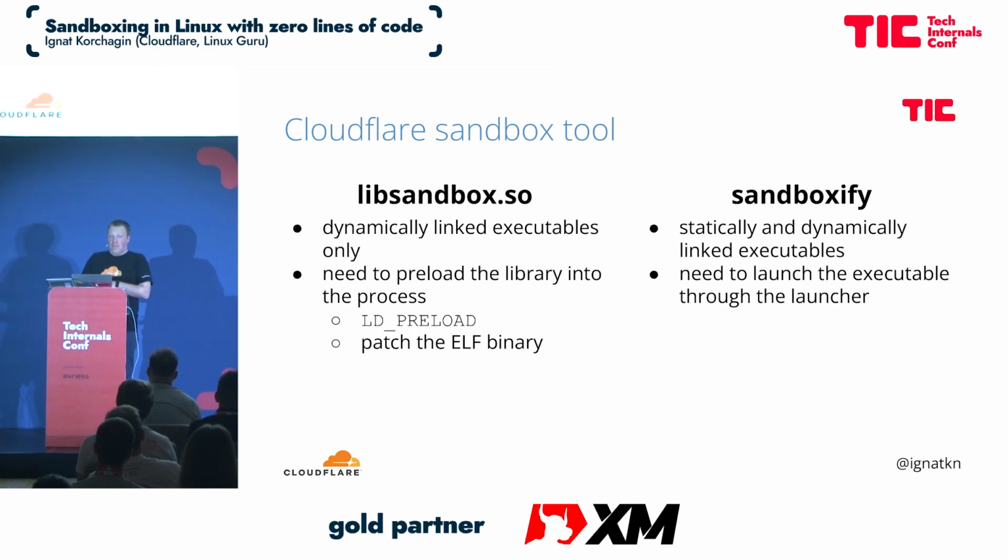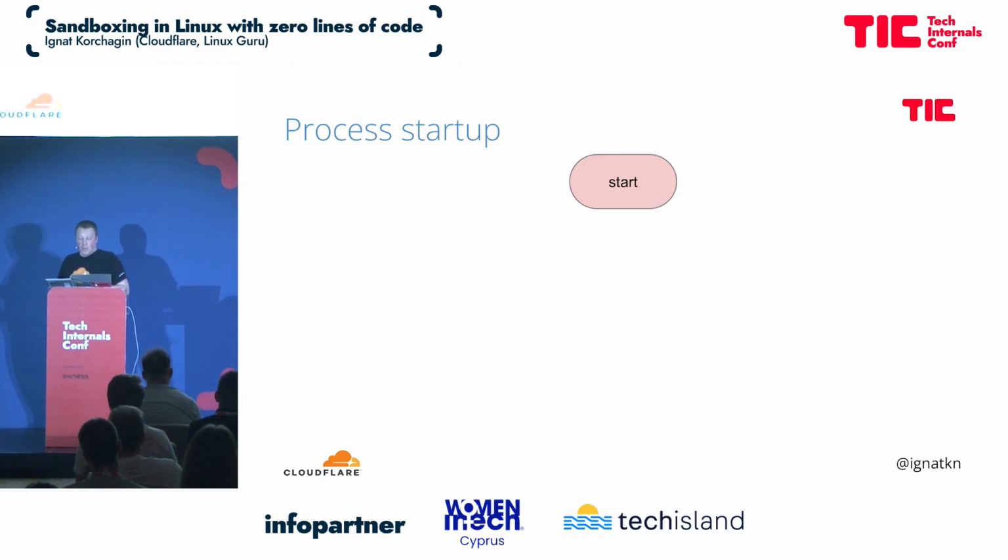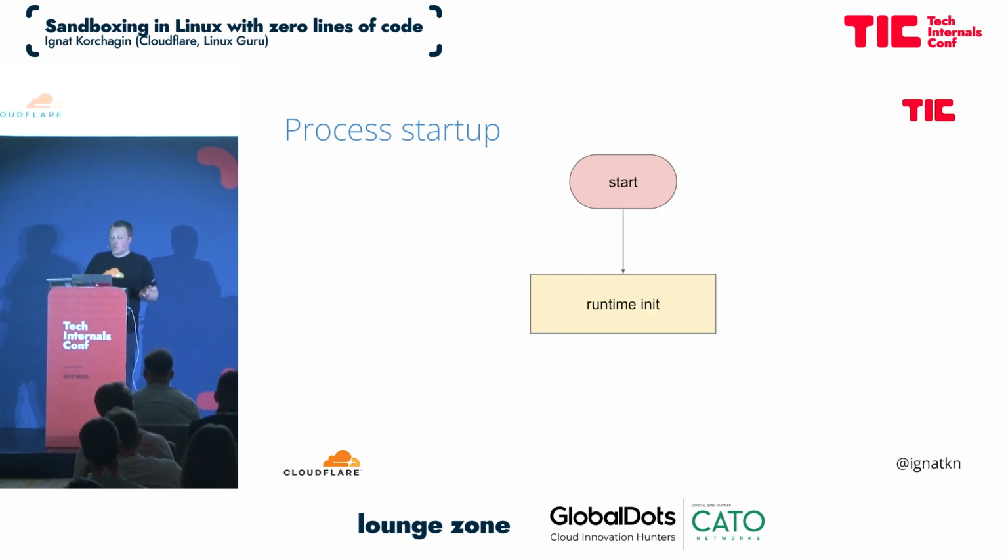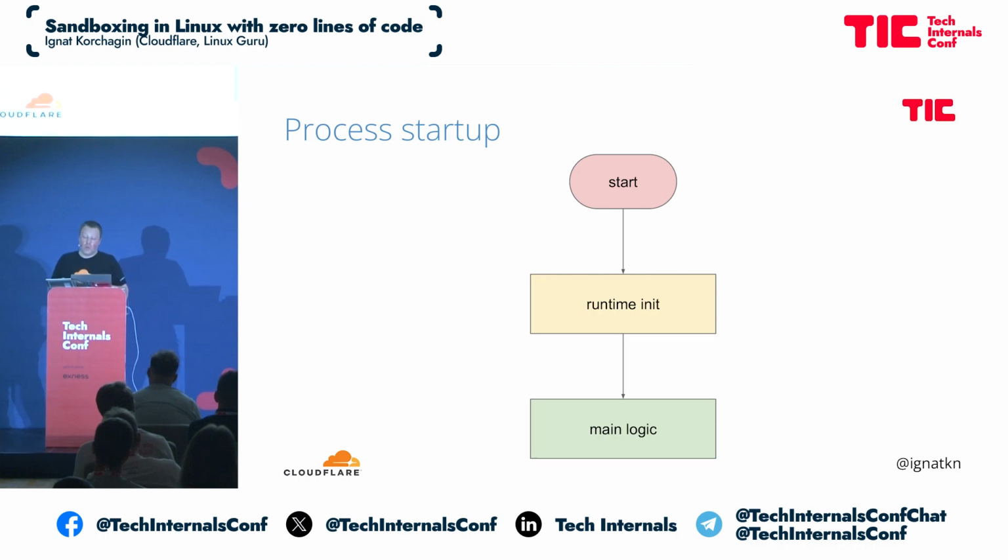The reason is, let's review from a 10,000 feet view how a process is started on Linux, or in any programming language. When you start an application and process, you have basically two stages. One is the so-called runtime init stage, where your runtime, which depends on which programming language you use, does its magic to allow your code to execute. And then you have the main logic. This is where your main function gets called. Every programming language has its own runtime, including C. You have the C runtime.